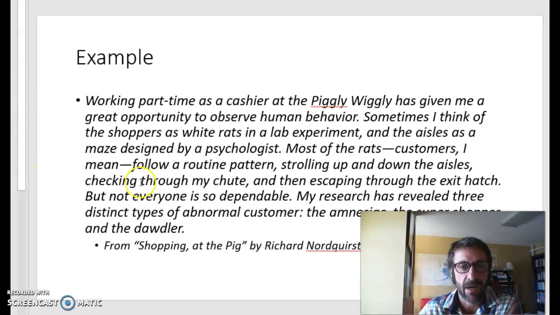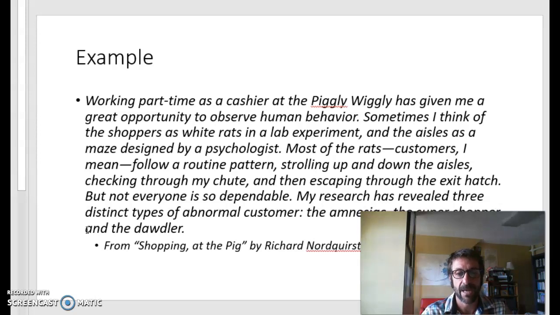Here's an example. Working part-time as a cashier at the Piggly Wiggly has given me a great opportunity to observe human behavior. Sometimes I think of the shoppers as white rats in a lab experiment, and the aisles as mazes designed by a psychologist. Most of the rats, customers I mean, follow a routine pattern, strolling up and down the aisles, checking through my chute, and then escaping through the exit hatch, but not everyone is so dependable. My research has revealed 3 distinct types of abnormal customer: the amnesiac, the super shopper, and the dawdler.